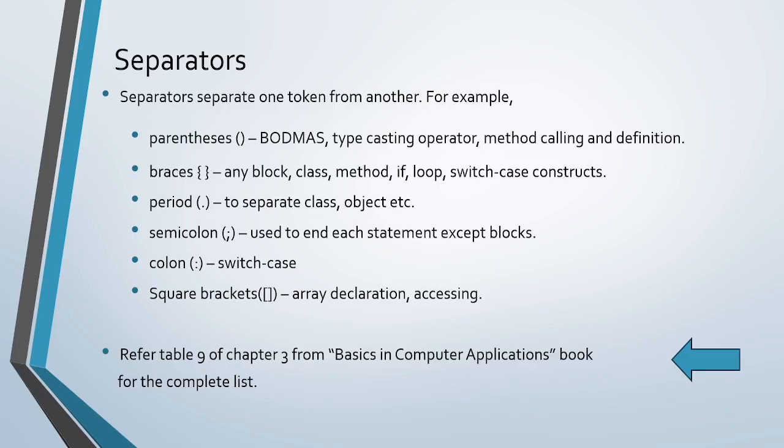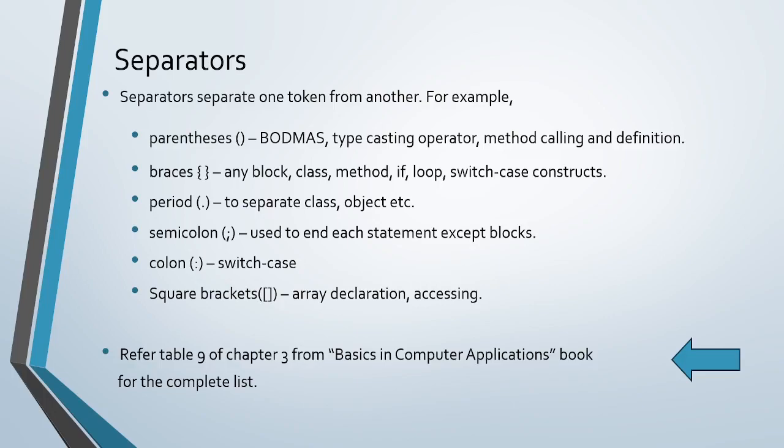For example, parenthesis, braces, dot, that is period, semicolon, colon, square brackets, and the list goes on. For the complete list, please refer to table 9 of chapter 3 from Basics in Computer Applications. Now, parenthesis is used in three places. First one is BODMAS, that is brackets, typecasting operator, method calling or definition. Second one is braces. Any block starting and ending is mentioned. Class block, method block, if, loop, switch case constructs. Any block is specified by braces.